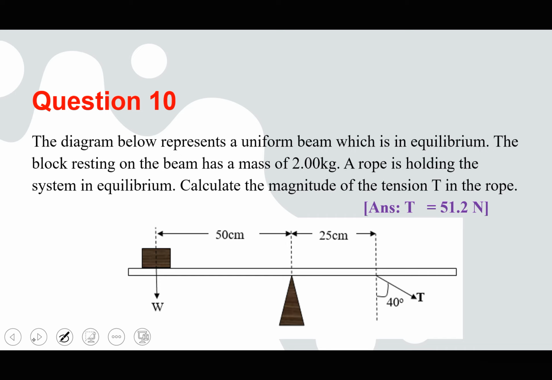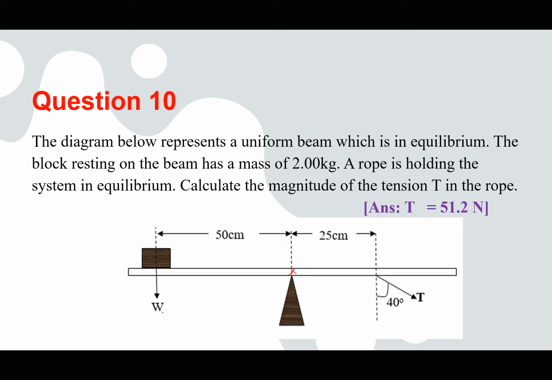So remember, you must learn some resolving here. This is equilibrium, which means the resultant force must be 0. That's number 1. Calculate the magnitude of the tension T in the rope. So I'm going to take moments about the pivot here.